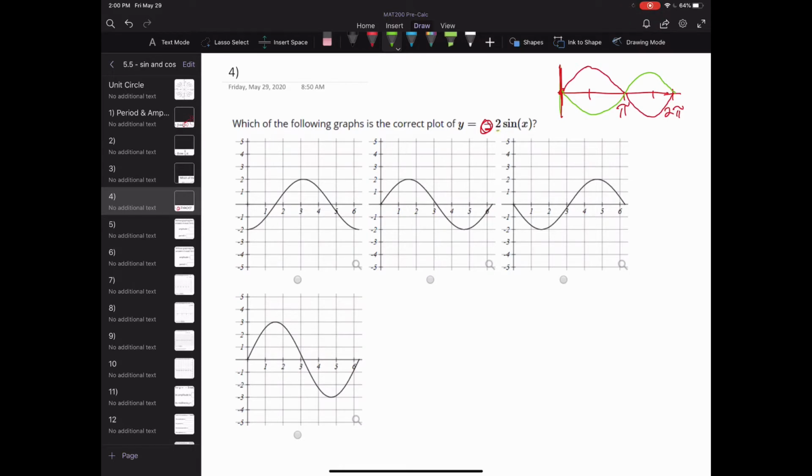The 2 makes the amplitude 2. So think about that, it's 2, negative 2. And that's that. So which one does that look like? It looks like this one. Alright, just making sure. Okay, and you see how it crosses at not exactly 3 but 3.14? That's pi.